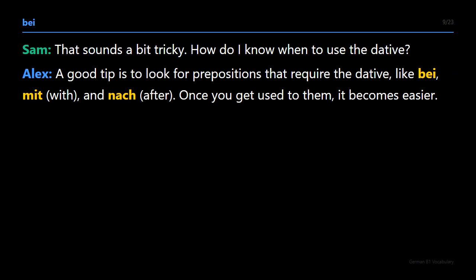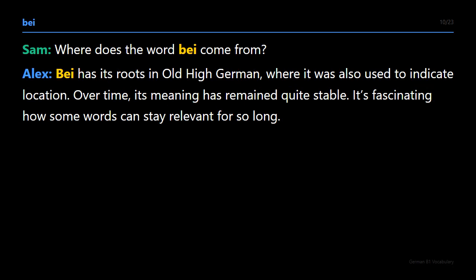Where does the word Bei come from? Bei has its roots in Old High German, where it was also used to indicate location. Over time, its meaning has remained quite stable. It's fascinating how some words can stay relevant for so long.